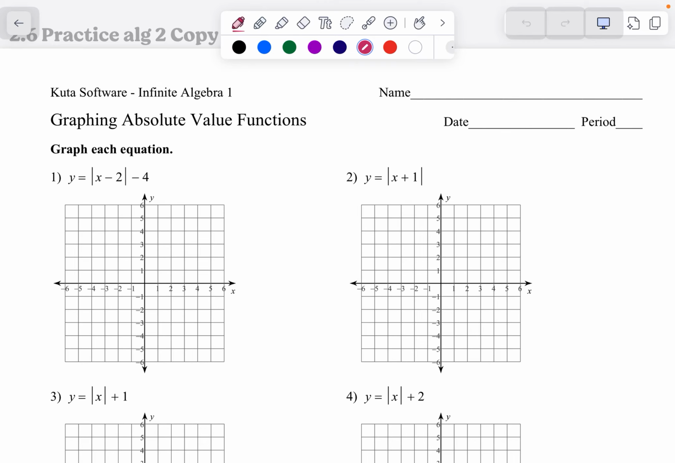So what I would like to see on this page, I need you to find the vertex, make a table, and then I need you to graph it, okay? Now remember, to find the vertex, you're always going to set the inside equal to 0. Only what's inside the absolute value alone, okay?